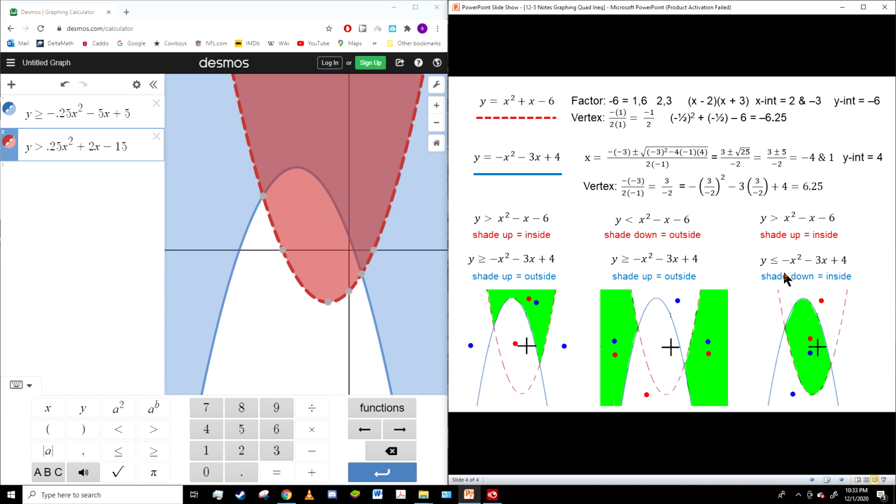And then this last one right here, we're going to shade the inside of the red one. We're going to shade the inside of the blue one. And you end up with a double dot right there in the middle where they both join together. And so that's my solution region. And so that's what you need to be doing on today's homework.